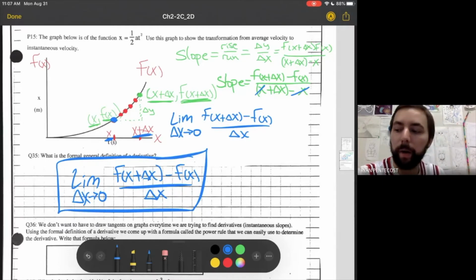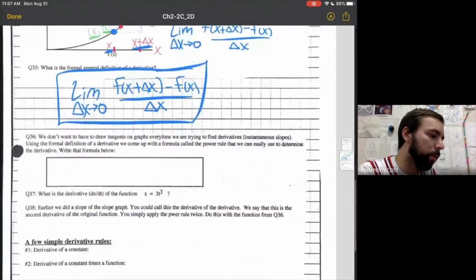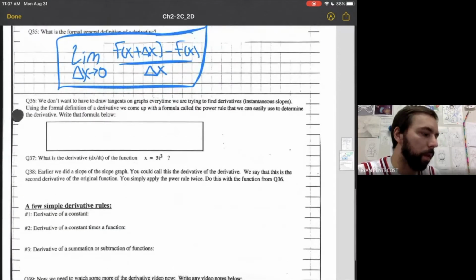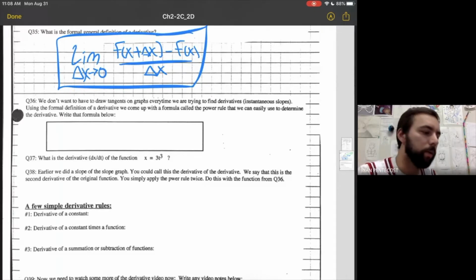What we can do instead is the power rule, which we've done earlier in a different video, and I just glossed over it. But what we will do now is scoot on down right here. On Q36, it says we don't want to have to draw tangents on graphs every time we are trying to find derivatives or an instantaneous slope. Using the formal definition of a derivative, we come up with a formula called the power rule that we can easily use to determine the derivative. Write that formula below.